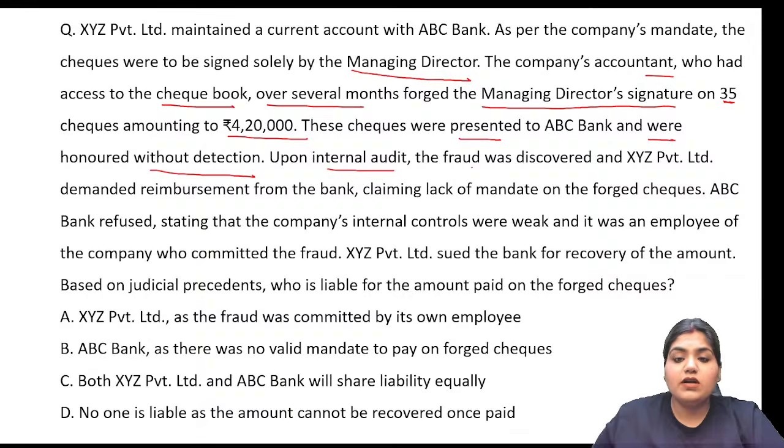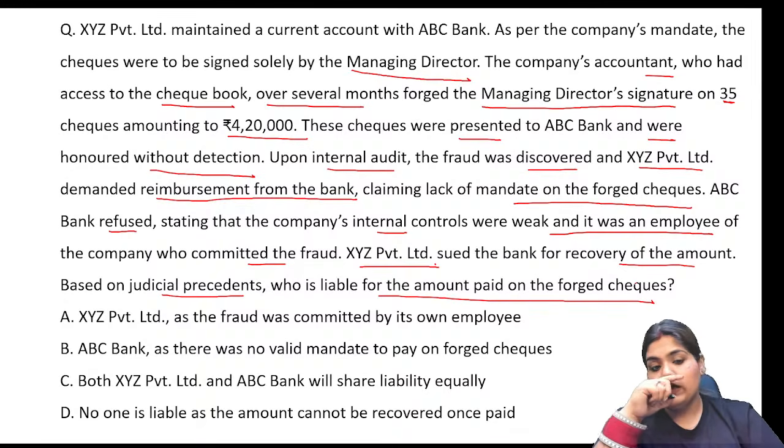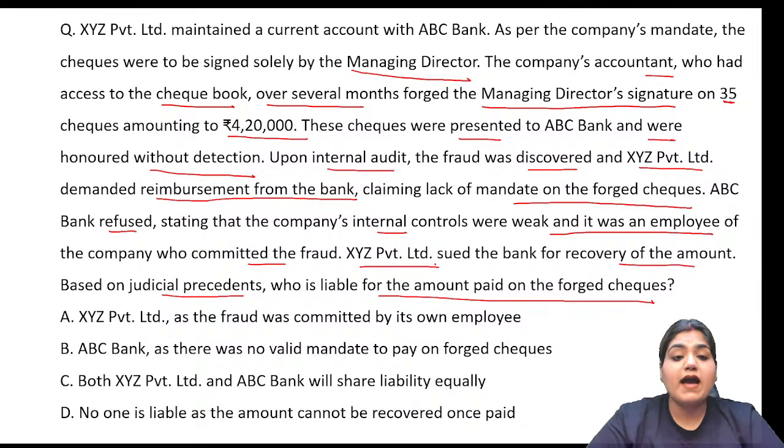Upon internal audit, the fraud was discovered and XYZ Private Limited demanded reimbursement from the bank, claiming lack of mandate on the forged checks. ABC Bank refused, stating the bank's internal controls were weak and it was its employee who committed the fraud. XYZ sued the bank for recovery of the amount based on the judicial precedent. Who is liable for the amount paid on the forged check? Who will pay? It is the bank, because the bank was negligent.